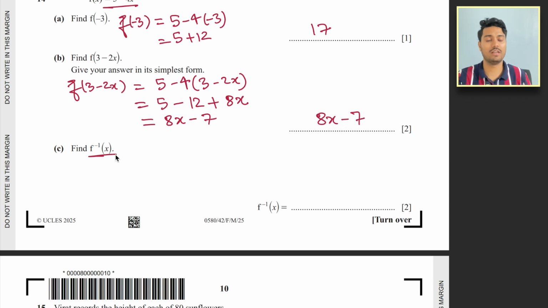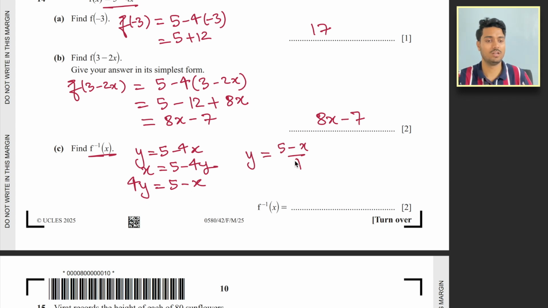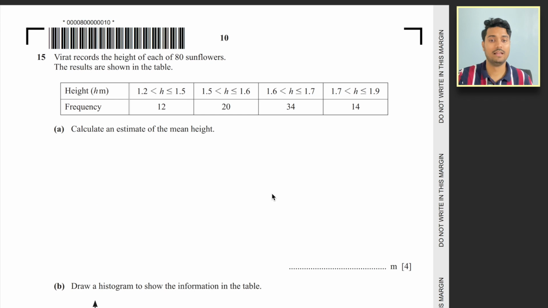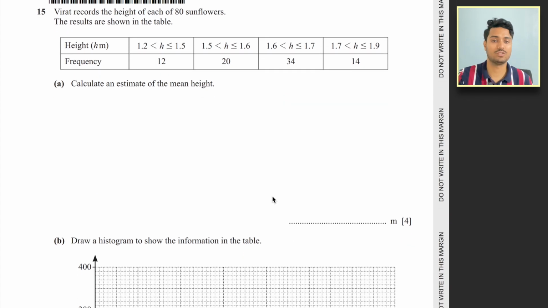Now they're telling us to find the inverse of the function. So we can write f of x equals y. So y equals 5 minus 4x. Swap the variables, that's step 2. So x equals 5 minus 4y. Now transpose 4y to one side, x to the other side. So 4y equals 5 minus x. The inverse function is going to be y equals (5 minus x) divided by 4. That's the answer. Let's move on to the next question, question number 15.